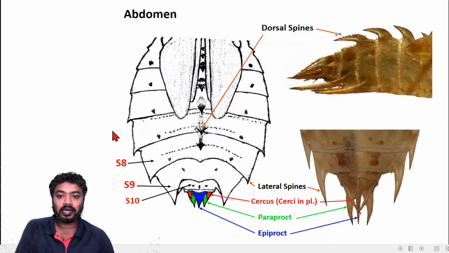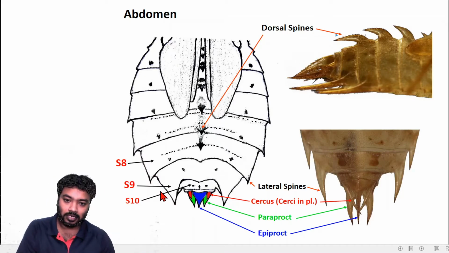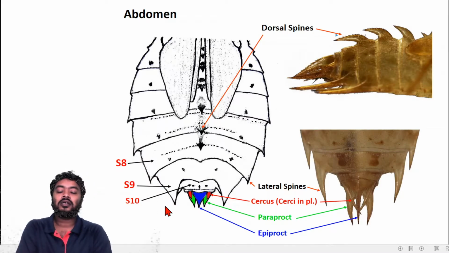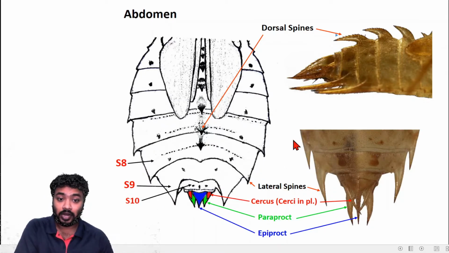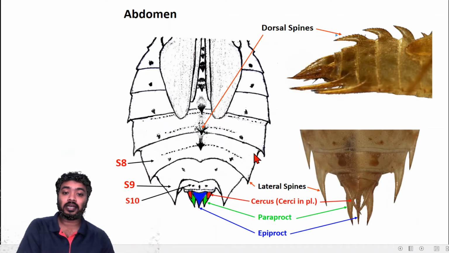And these are the lateral spines. In some species the lateral spines are well grown and prominent, and in some species they are not. So here it is very prominent. These lateral spines are dagger-like and very pointed, but here they are small.